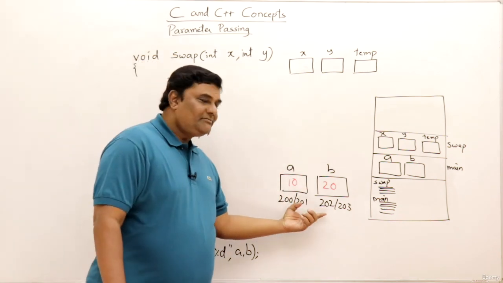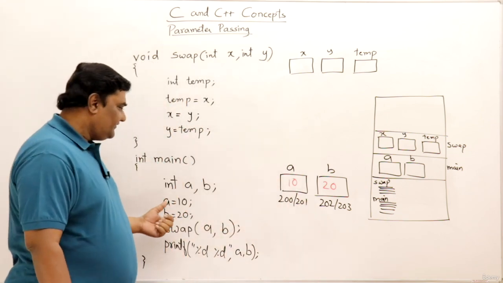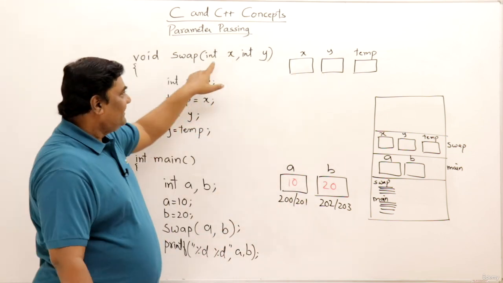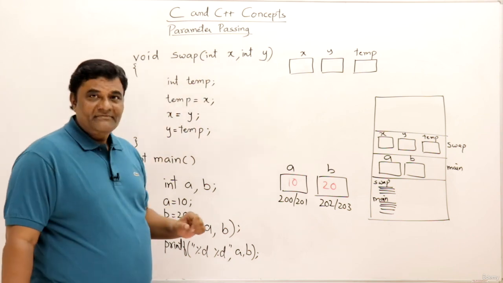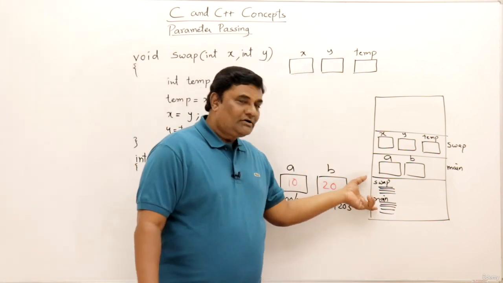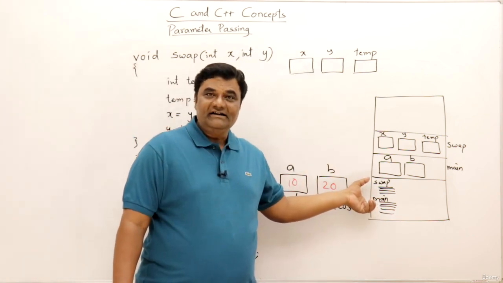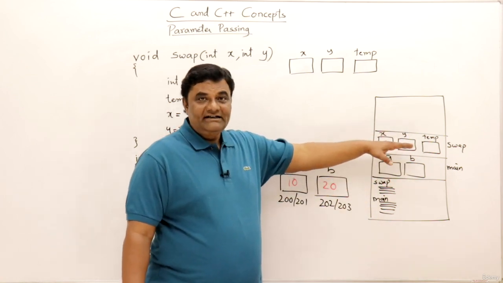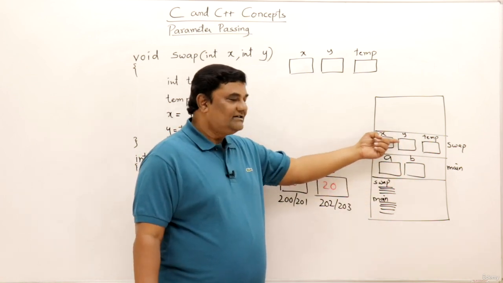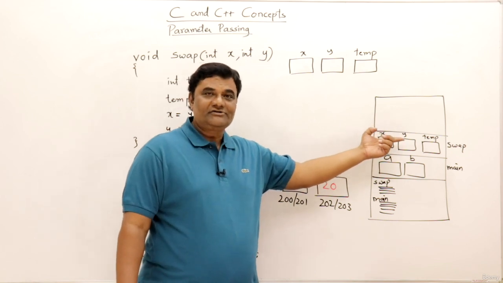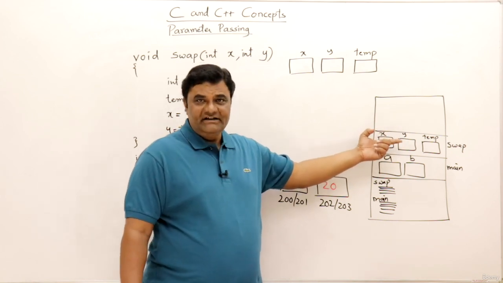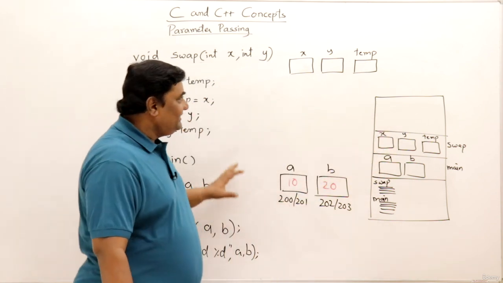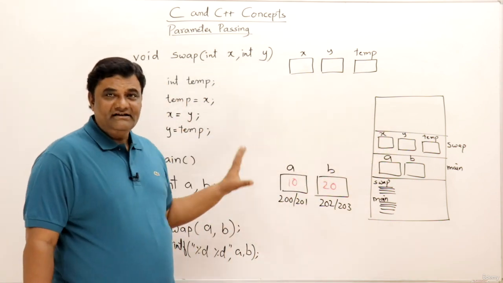Here in the diagram, I am showing the variables of the main function, a and b, and these are the variables of the swap function, that is x, y, and temp. Inside the main memory, this is the code section where our program is residing, and these are the stack frames, or the activation records, of the main function and swap function. When the function swap is called, this activation record will be created and deleted when the function ends. So for explaining the working, I have taken these diagrams.